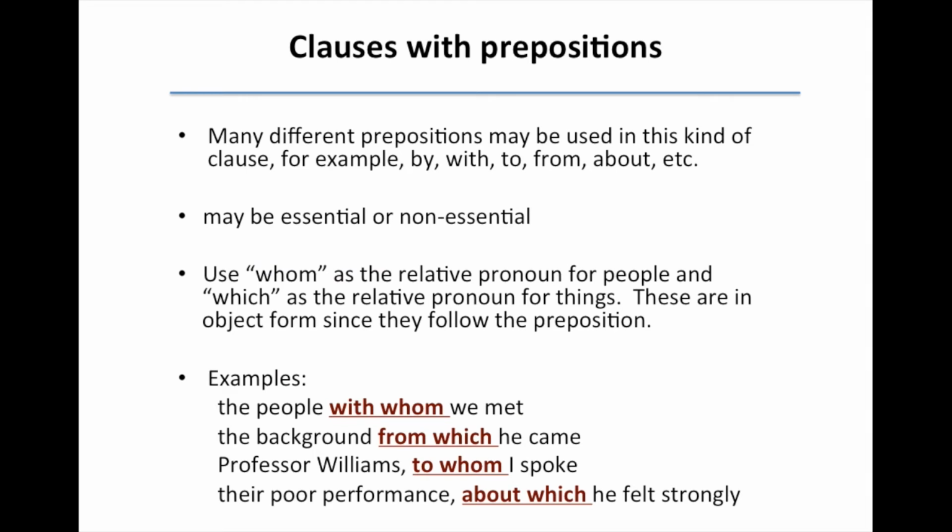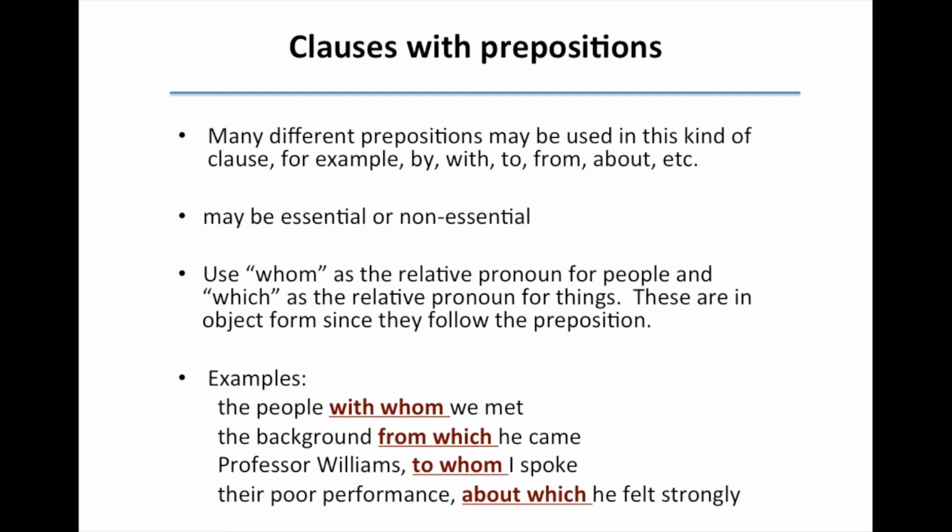The next slide looks at clauses with prepositions. And you'll see many different prepositions used, but some very common ones are by, with, to, from, and about. They may occur in both essential and non-essential clauses. And be aware that there are some variations on word order in this type of clause, but here we're just going to treat the basic structure.